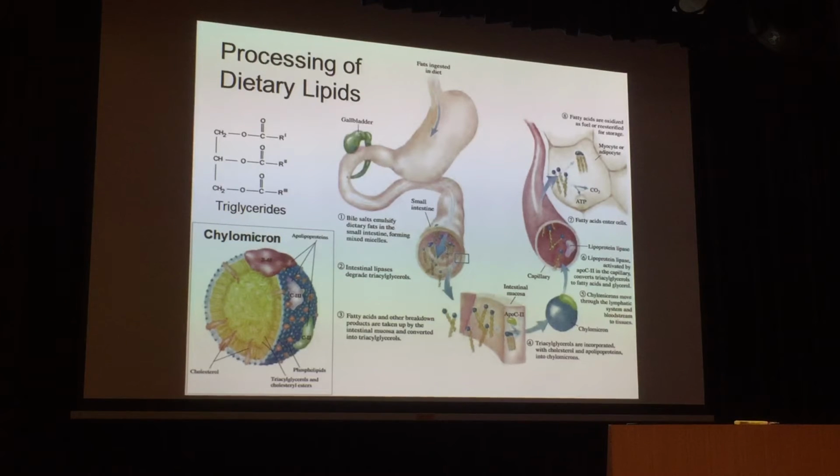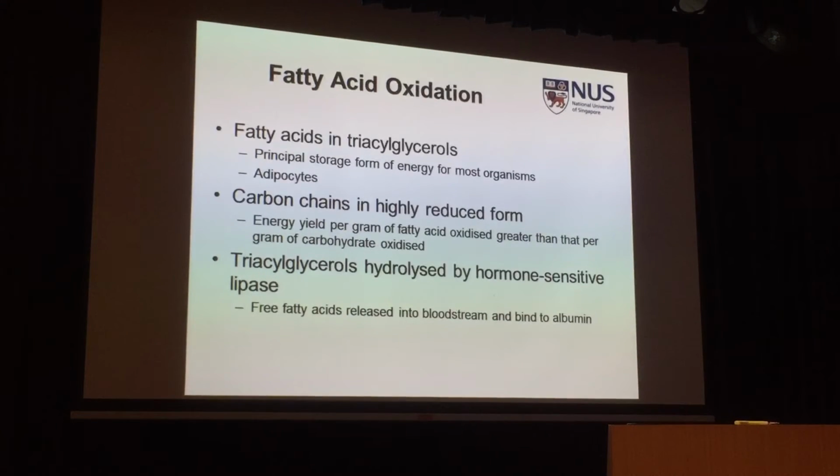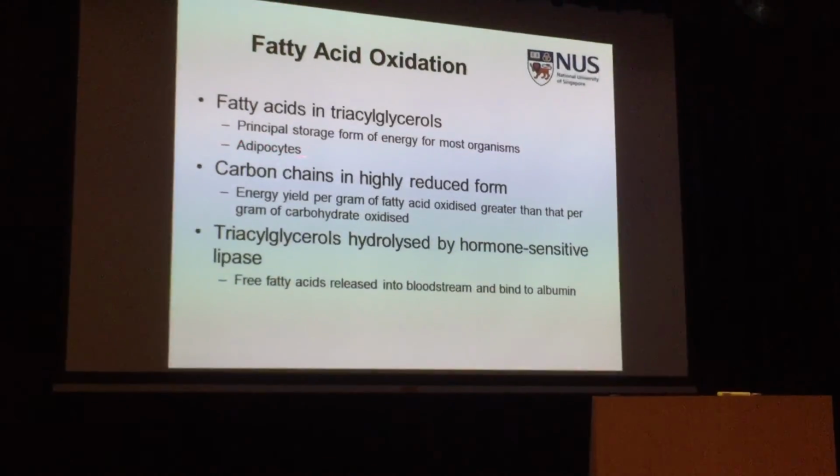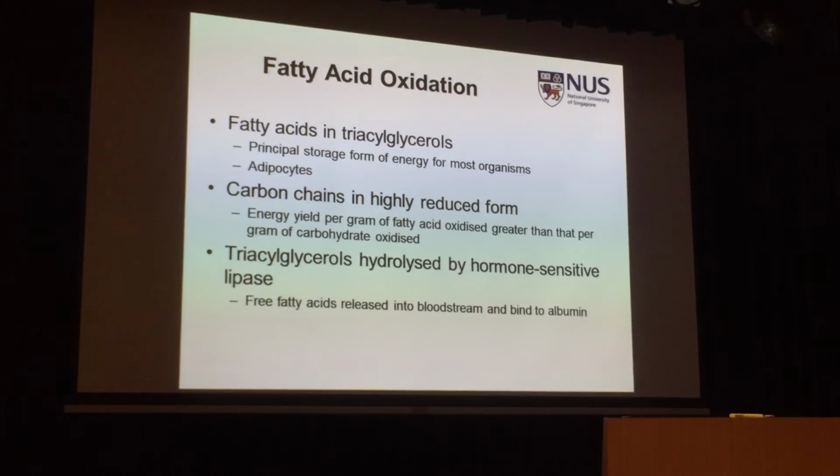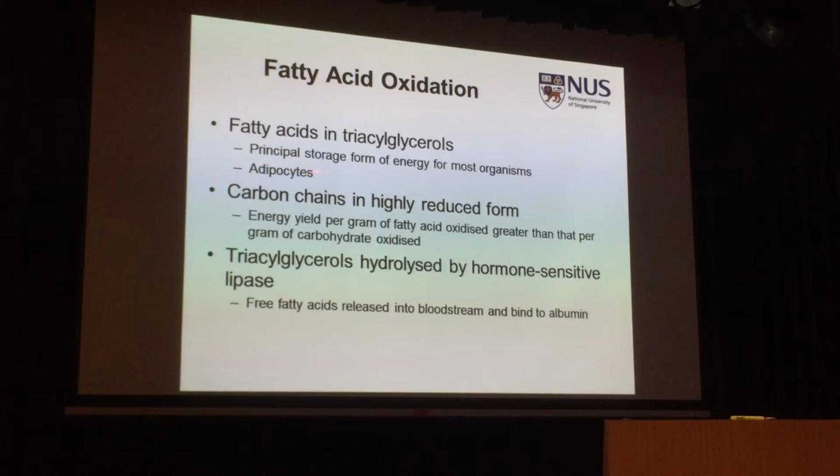Okay, all right. So this is just a summary of what happens. So you have your triacylglyceride and the free fatty acids, right? And this is the storage form of energy for most organisms, right? The adipocytes. And again, the carbon chains will give you a lot of energy on a per gram basis. We saw in the first page, per gram basis, it will give you much more energy than carbohydrate, about twice per gram.